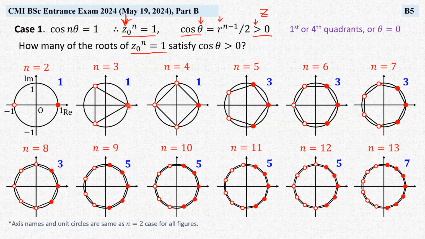The roots form n vertices of regular polygons, that is, vertices of regular n-gons. One of these n roots is always 1, located at here, and using this property will help you draw correct polygons. The numbers on the top right show how many roots satisfy cosine theta is positive condition. So, can you find any rules or patterns as to how these numbers change?